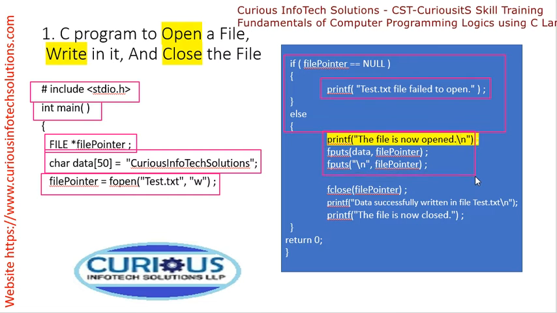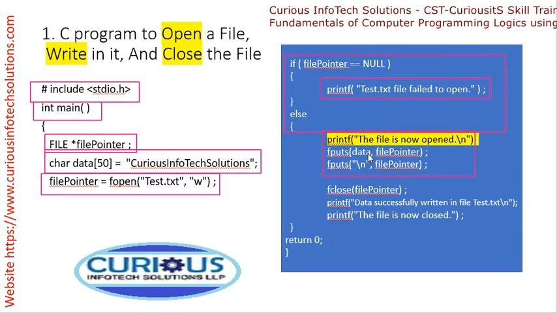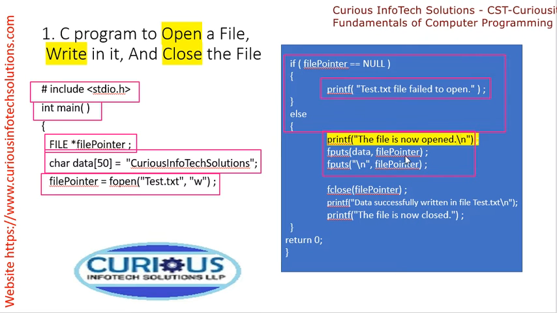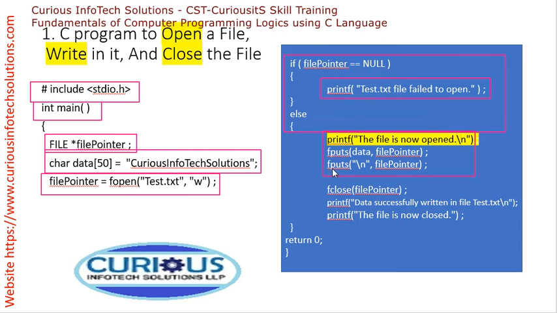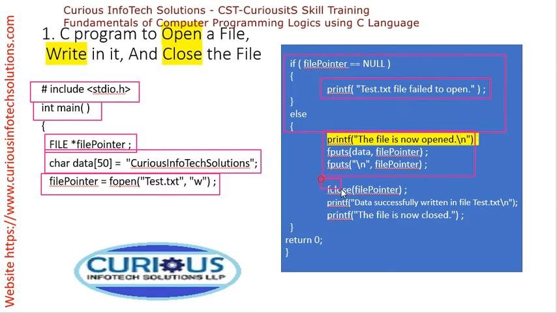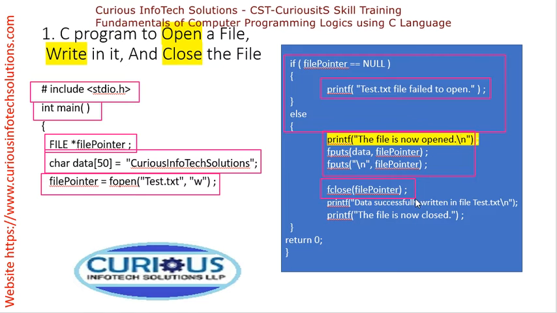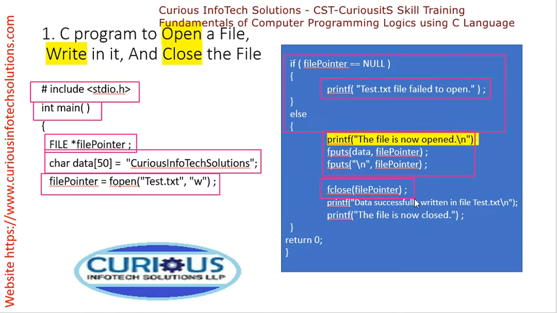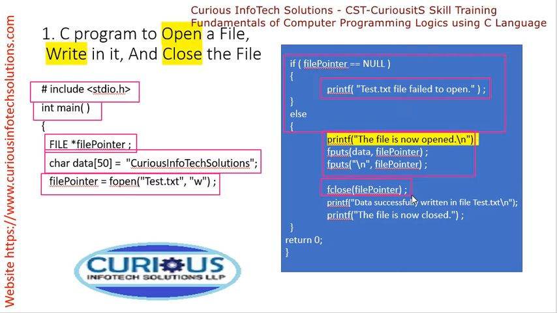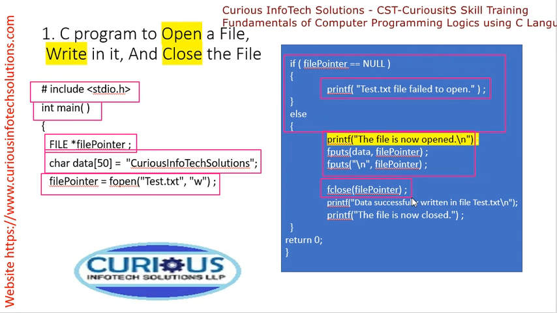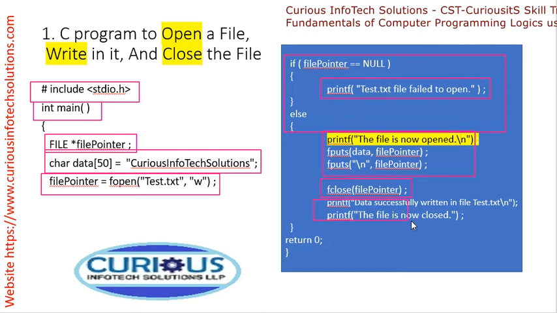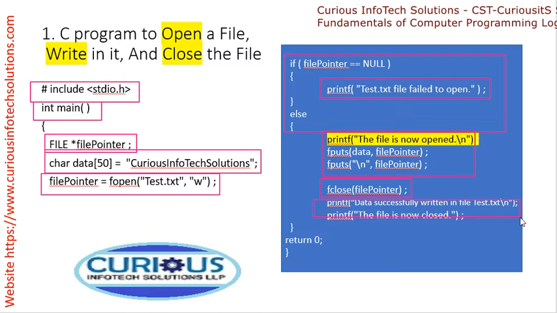Now we have to use fputs for getting your data into the appropriate file through the file pointer. Likewise, because we have completed our work, what do we have to do now? We have to close our opened file through fclose. Now we will give a suitable message to the user.